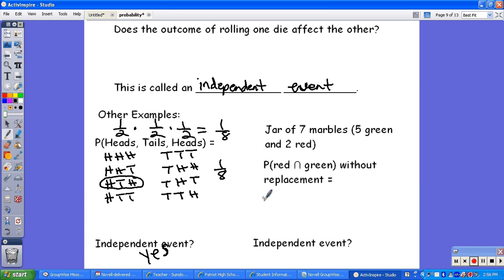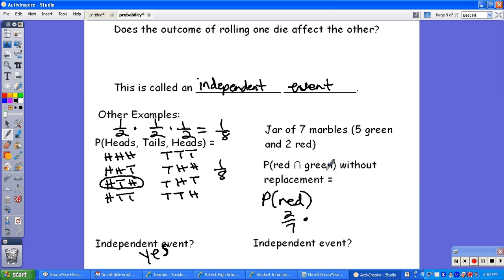And so here our probability of getting red would be 2 out of 7, because you have 2 red and then there are 7 total. Now, since we're not replacing it, we no longer have 7, we now have 6.